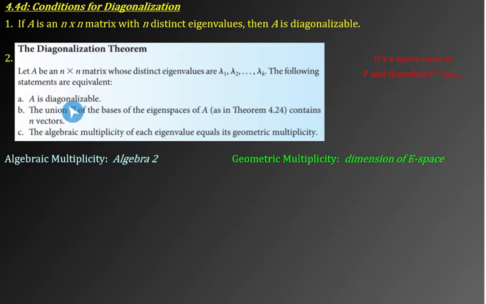But this is an equivalence theorem, so if it's diagonalizable, then you know that the union B of bases for the eigenspaces of A contains n vectors. And if it's diagonalizable, then the algebraic multiplicity of each eigenvalue is equal to its geometric multiplicity.